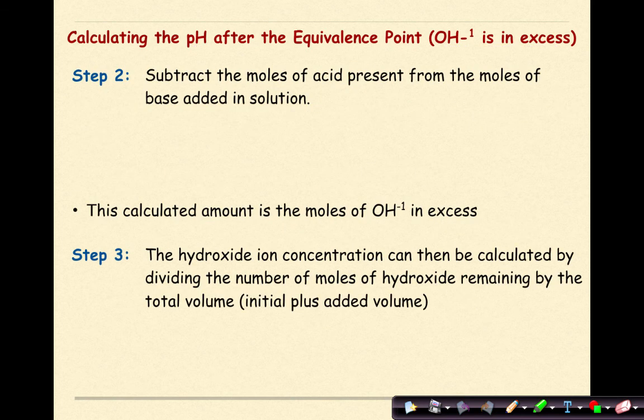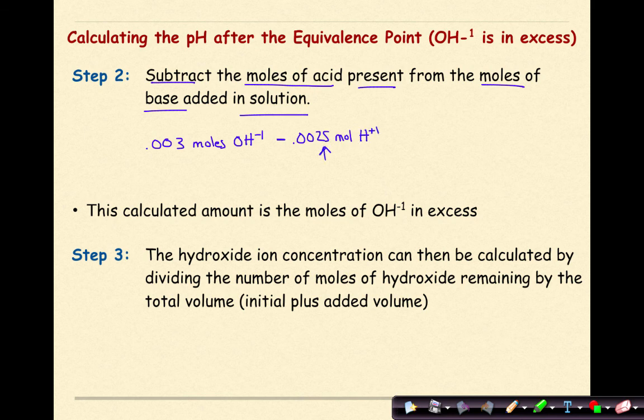Step 2, subtract the moles of acid present from the moles of base added in solution. So we just calculated that we are working with 0.003 moles of hydroxide ions, and we're going to subtract 0.0025 moles of our acid, which we originally started with.